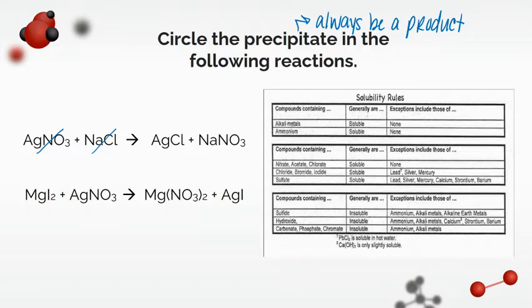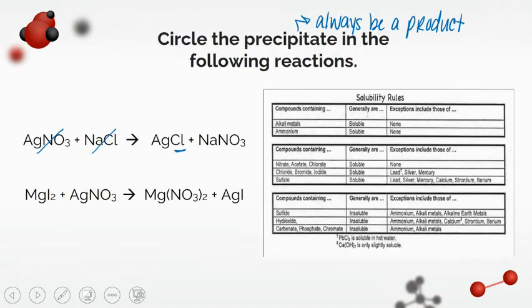So let's look at these products of this first reaction. So here we have silver chloride. And so silver is not an alkali metal or ammonium, so we need to look at the chloride. And if you look, compounds containing chlorides are soluble except silver chloride. So therefore, this would be our precipitate, because remember, a precipitate is when it's insoluble. So our precipitate here is silver chloride.